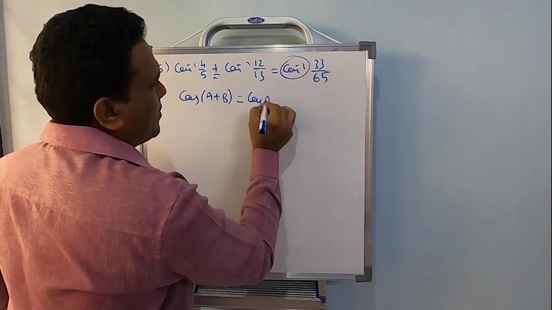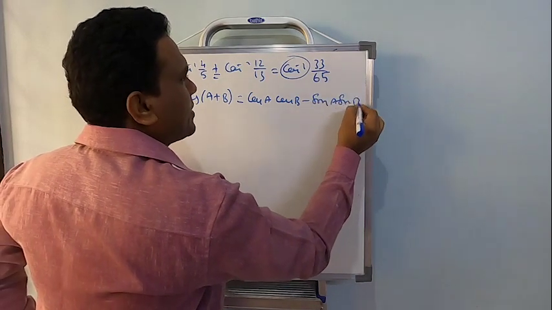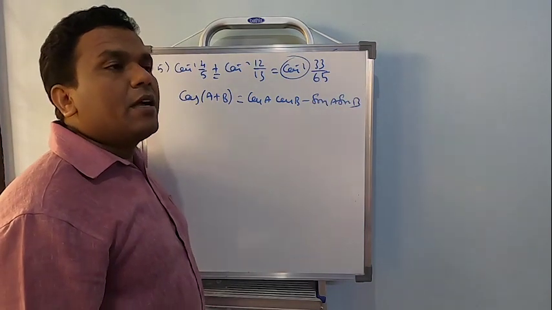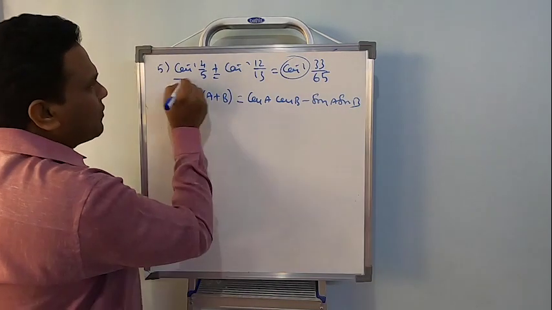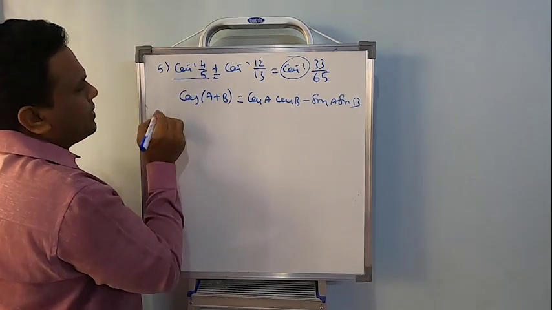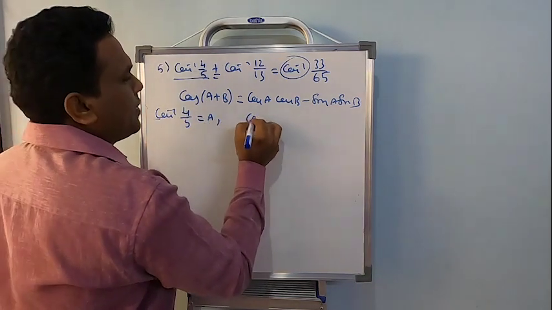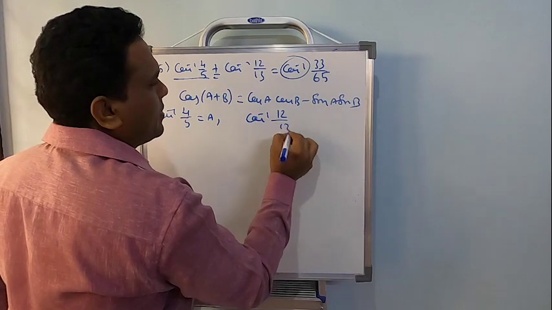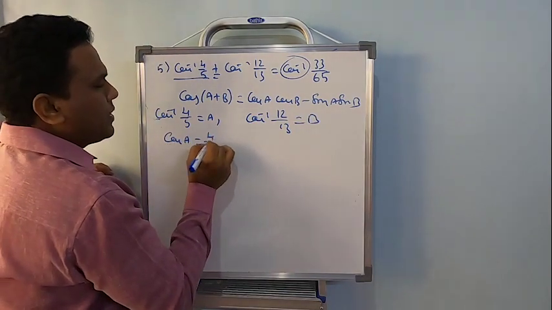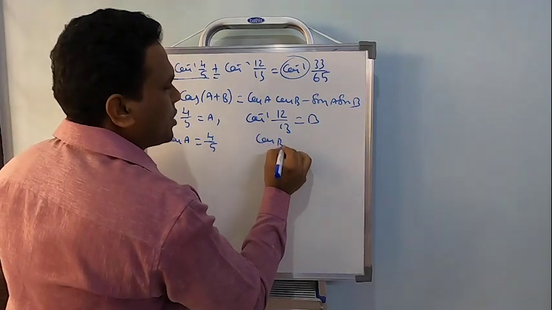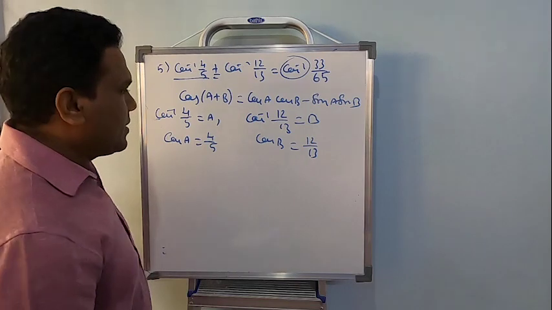Cos of a plus b is given by cos a cos b minus sin a sin b. This is the hint. First write down the hint. The hint will tell you what you need to find after this. So we'll start from the left hand side. Let's consider cos inverse 4 by 5 is equal to a and cos inverse 12 by 13 is equal to b. Therefore, cos a is equal to 4 by 5 and cos b equal to 12 by 13. So let's complete the triangles for both.